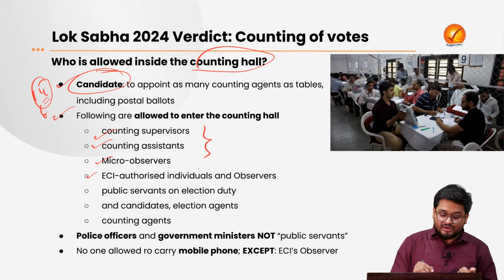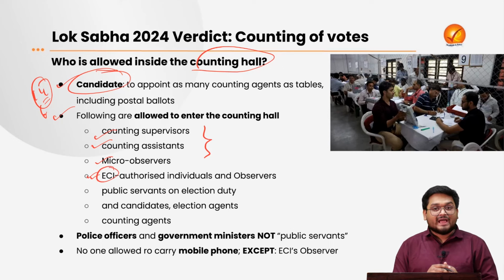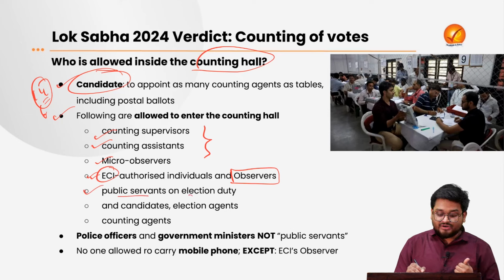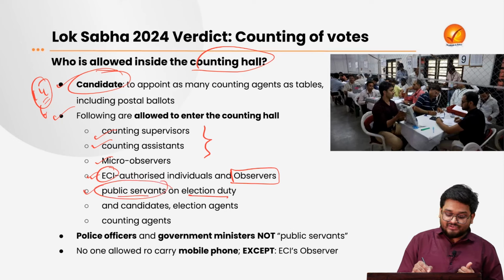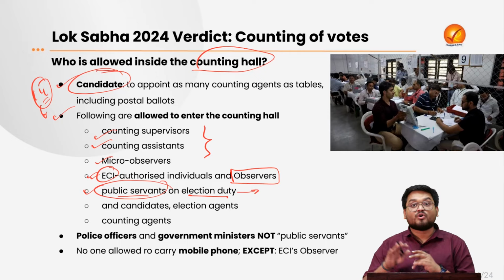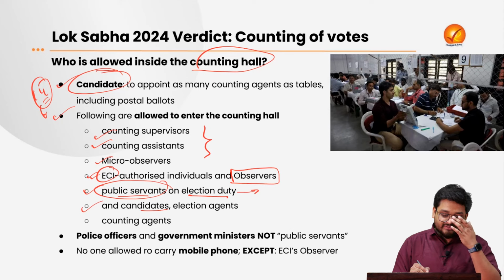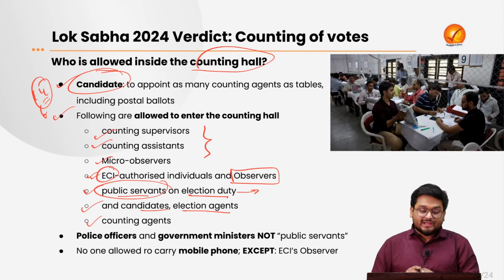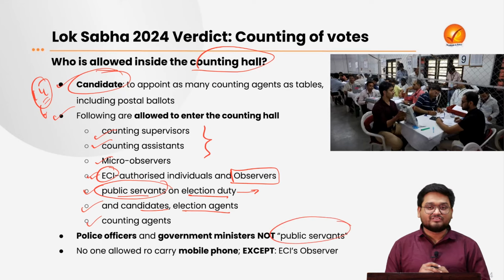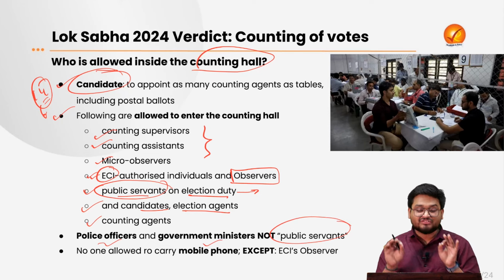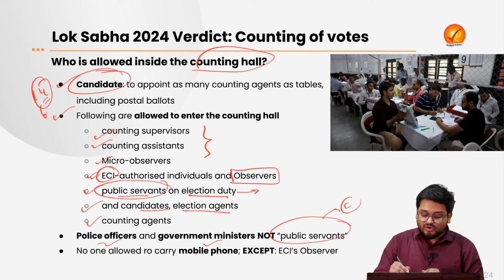Then there will be other people who are authorized by the Election Commission of India, and also the ECI observer. Then there will be some other public servants on election duty. Only those public servants who are prescribed by the Election Commission of India to perform election duty, not all public servants. And also the various candidates, their own electoral agents, and the counting agents too. Now there are some exceptions as to who will not count as public servants: police officers and government ministers are not public servants when it comes to the counting of the votes.